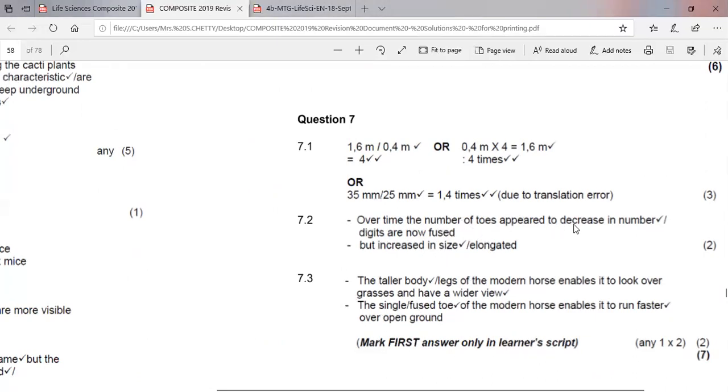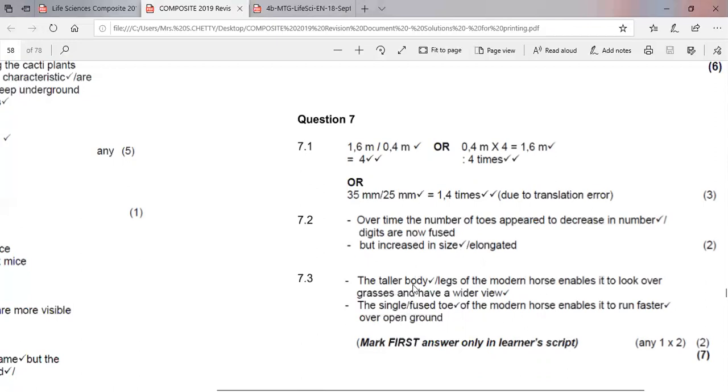Over the time, the number of toes appear to decrease. Yes, we know. The digits are now fused, but increased in size. So the digits, like the number of toes known as digits, are now fused to become one, and they have now increased in size. So how come it's suited to be in an open grassland?